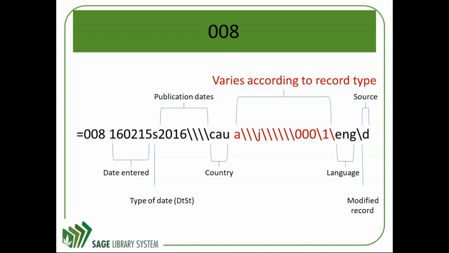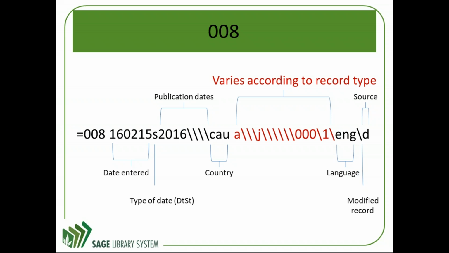And the reason why it's consistent is because this is more of that kind of publication information. So if we look at that first set of numbers, that's the date that the MARC record was entered on file. So in this case, it would be 2016, February 15th.